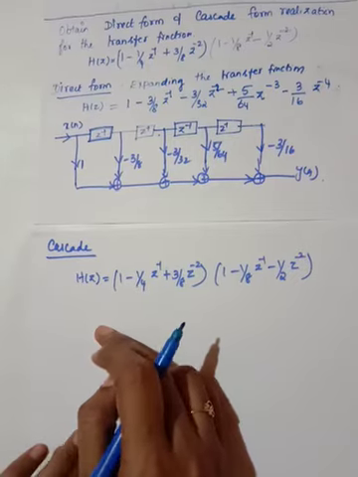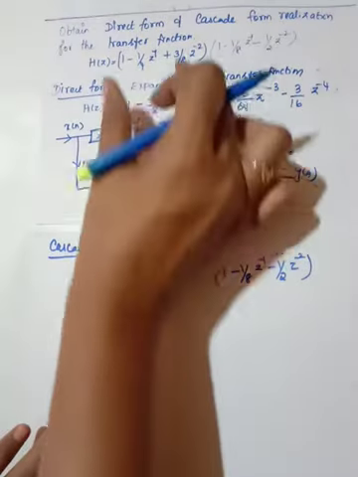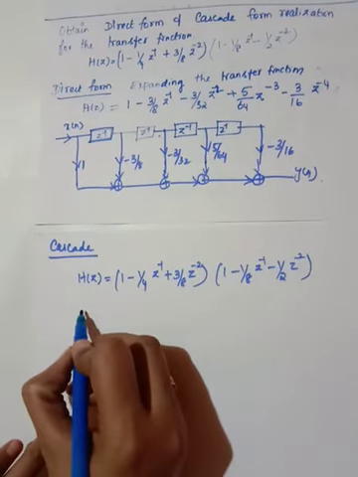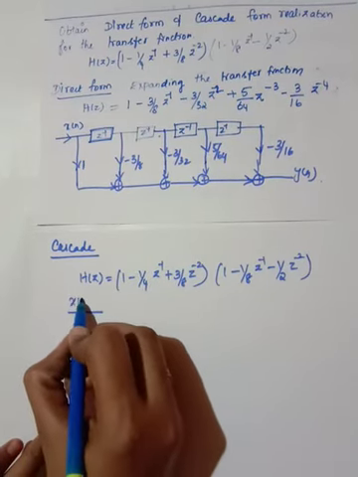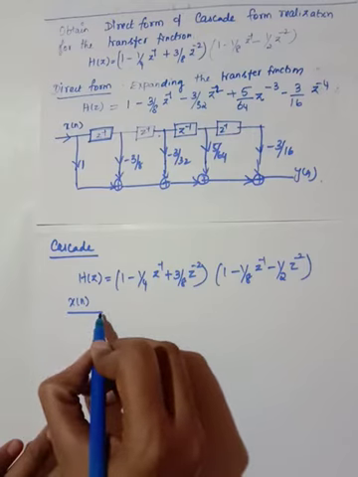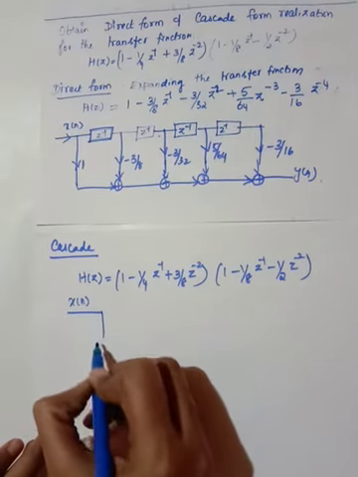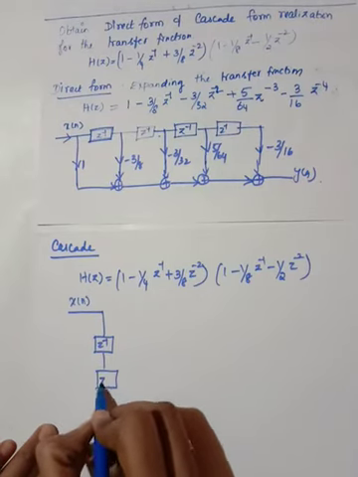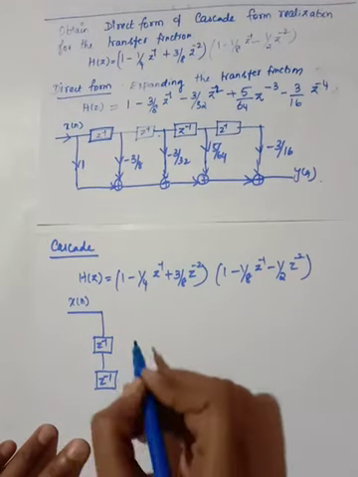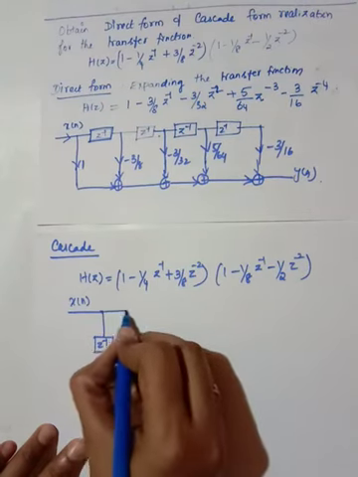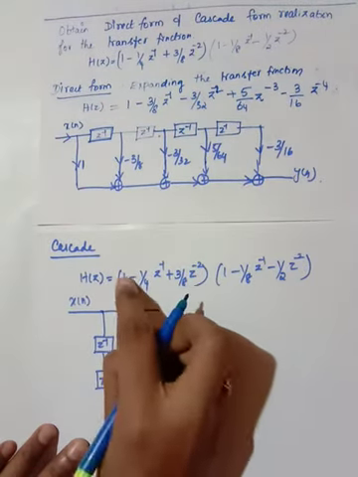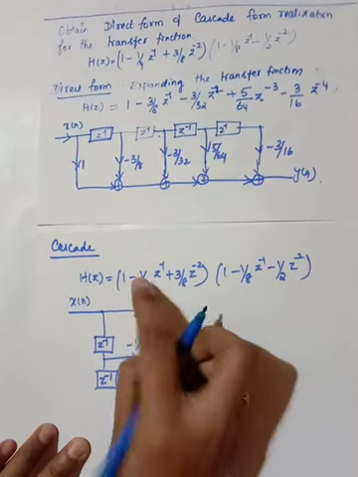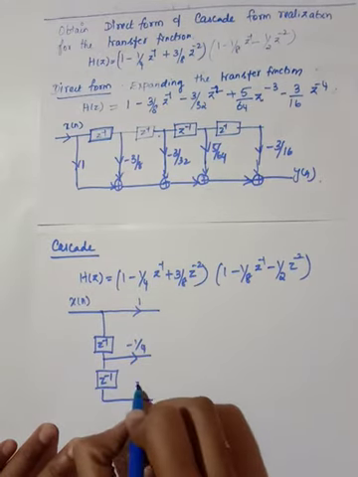In this cascade realization, what we need to do is consider these two factors. First we need to realize one of them. Here I am going to realize in a somewhat different manner. I am going to consider the input x of n and write the delays in this order. How many delays are there? Here I have 2 delays, and I have drawn the 2 delays. Now the signal is multiplied by 1 first, then by minus 1 by 4, then by 3 by 8.